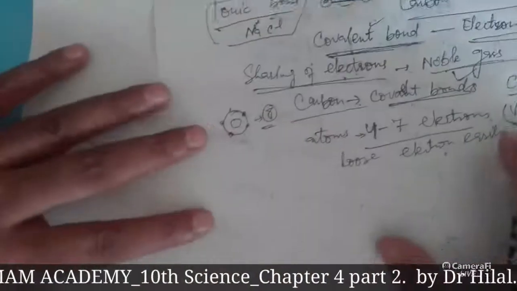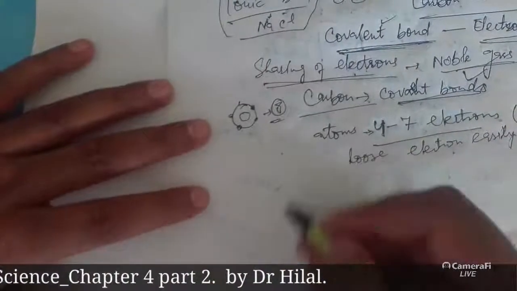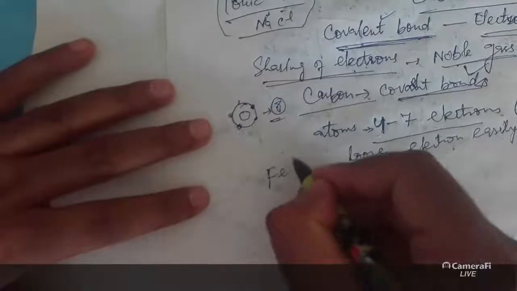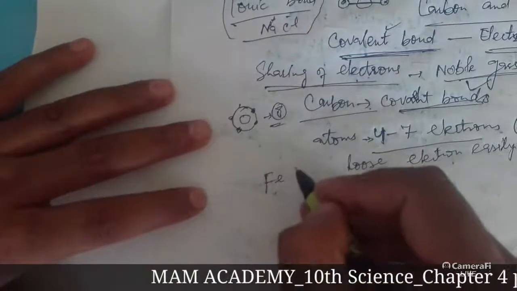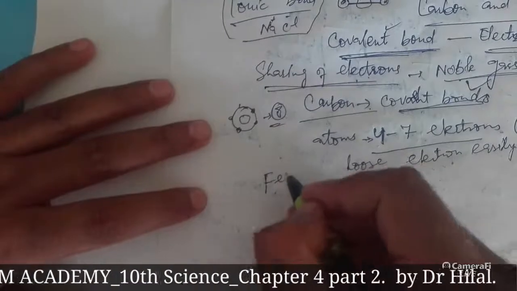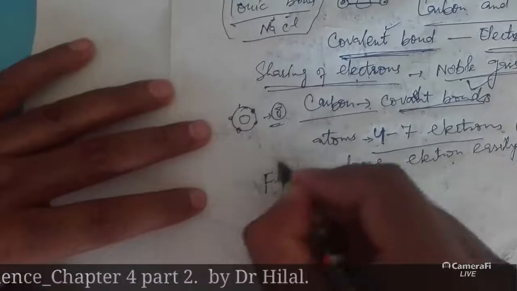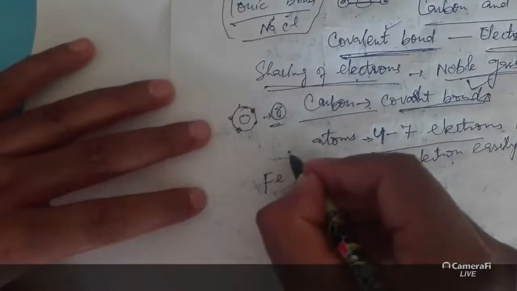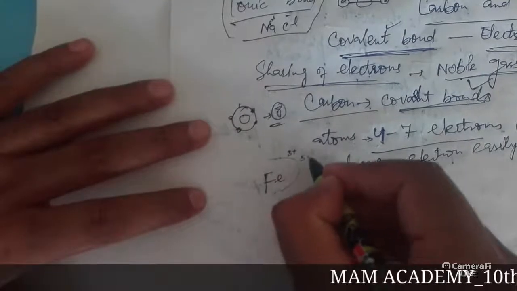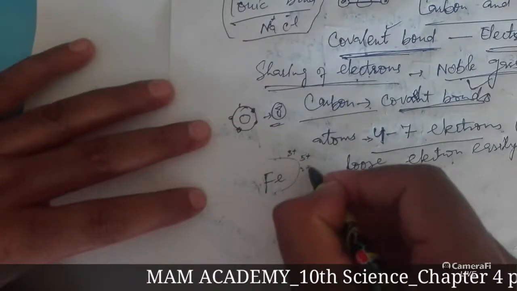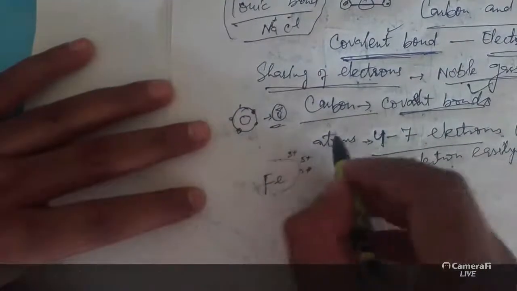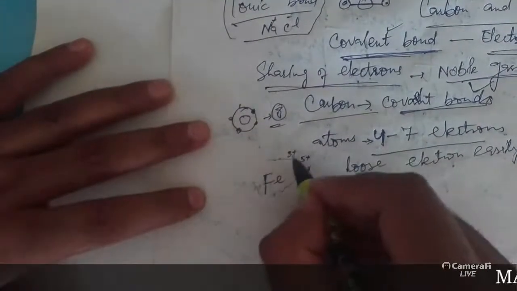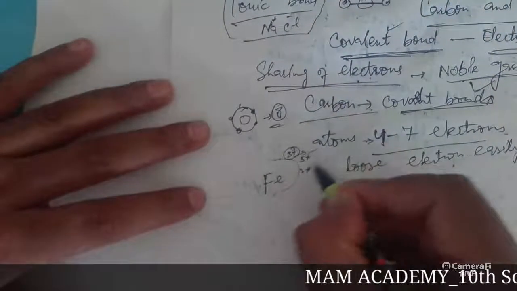For example, in the higher elements, iron is there. Iron will never form a covalent bond. It always forms ionic bonds. Iron has many electrons in its outermost shell, sometimes 3, 5, or 2. This iron easily loses the electrons of its outermost layer.